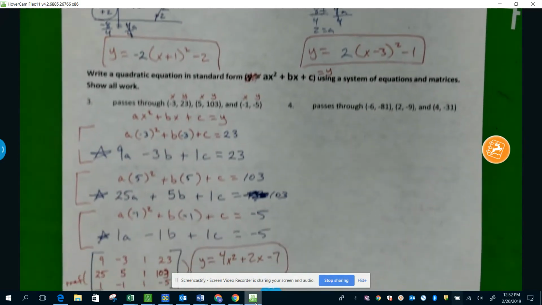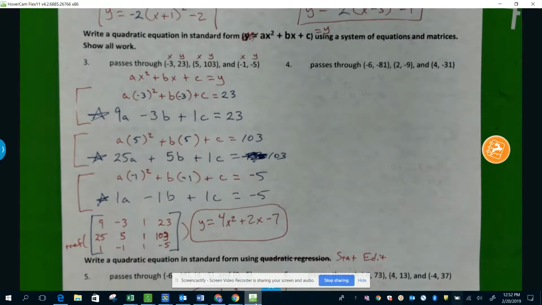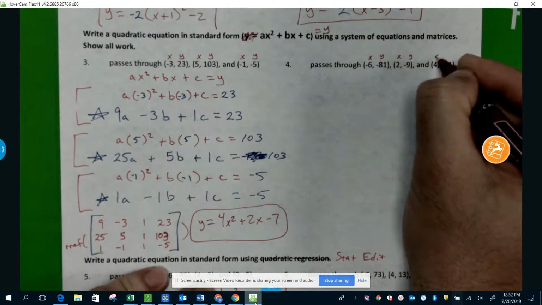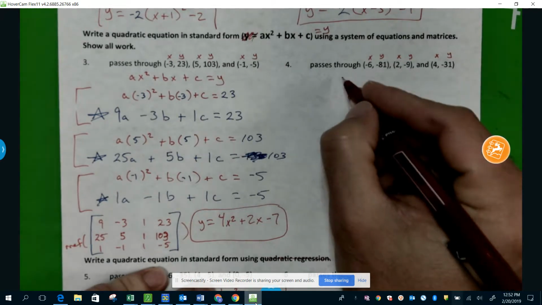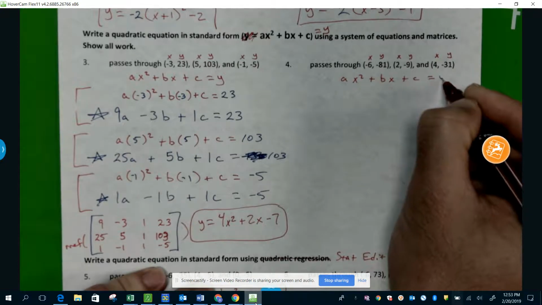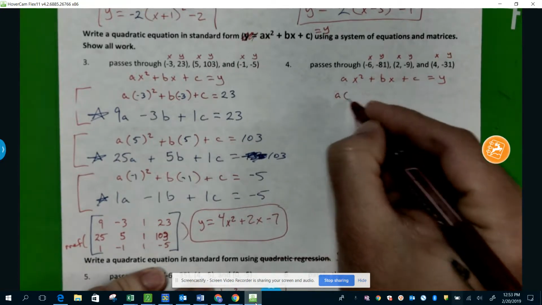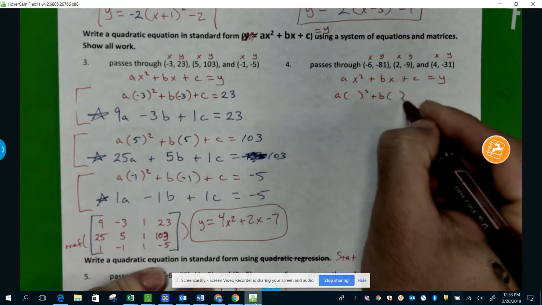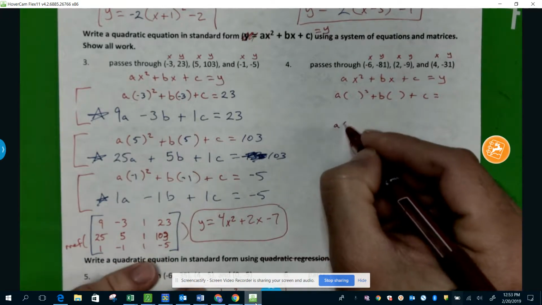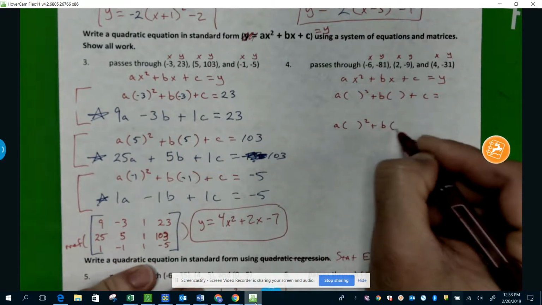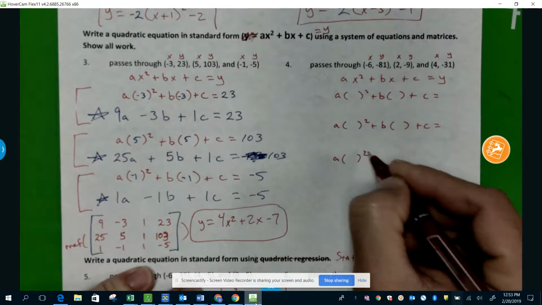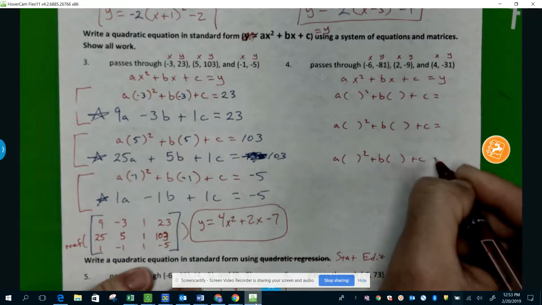All right, problem number 4. All right, here they don't give me specifically the vertex. Okay, so I need to use all 3 coordinates individually to write 3 equations, and then I'll plug those into the matrix. So instead of ax squared plus bx plus c equals y, I'm going to use a times x squared, b times x, plus c equals y. I'll just go ahead and write it all 3 times.